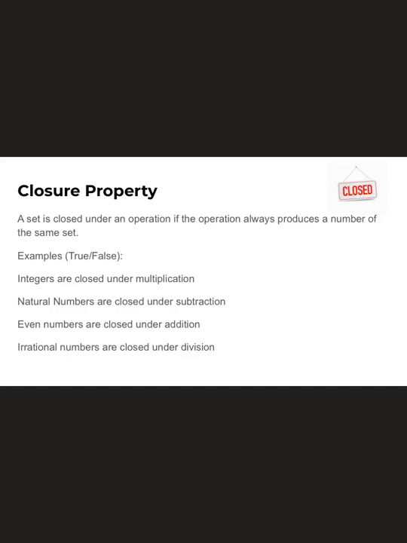Next, I want to talk about the closure property. So this property says that a set is closed under an operation if it always produces an element of the same set. Now that's a little confusing when you read the math definition. It's probably easier to just do some examples. So first example, it says integers are closed under multiplication. Is that true or false? That is true. Any two integers that you multiply are going to give you another integer.